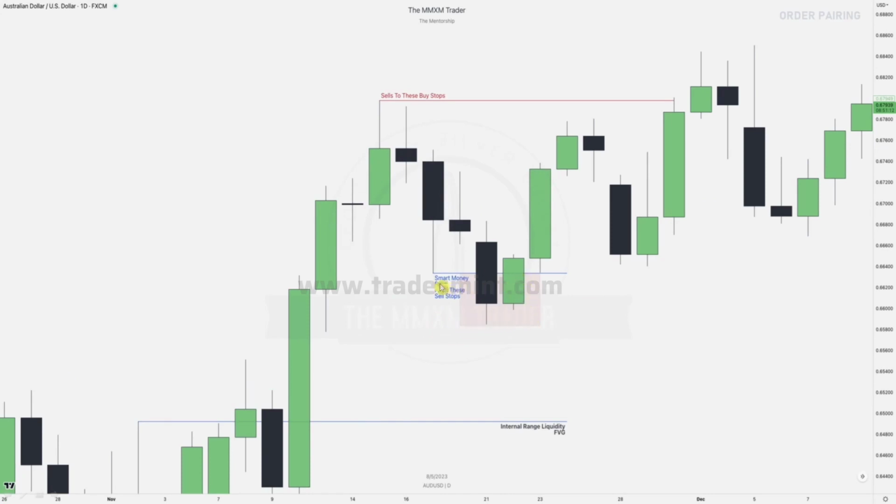Smart money buys below this old low, right? So swing low down here. Smart money buys from these sell stops. And then we continue up into these buy stops over here.